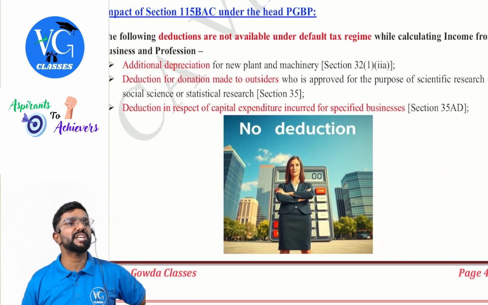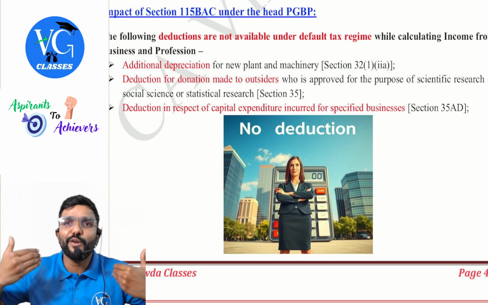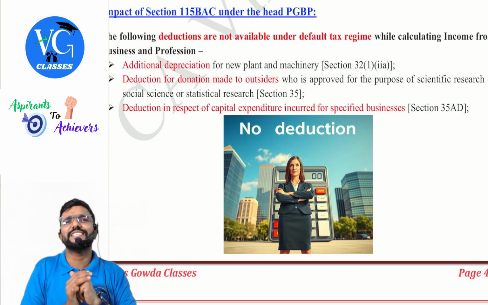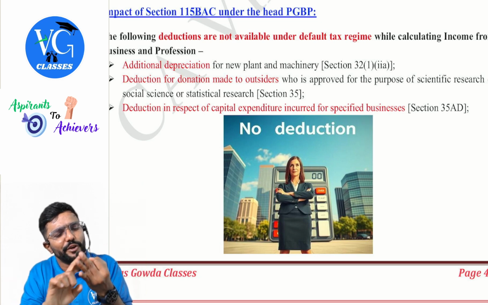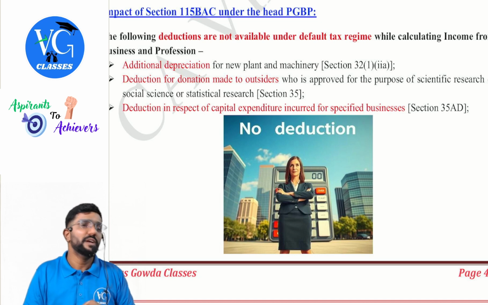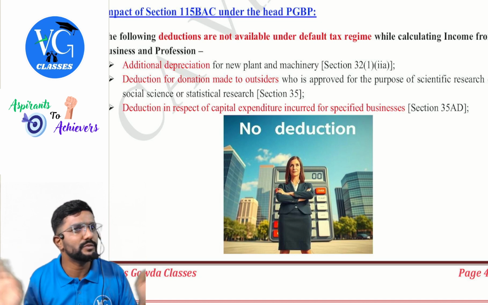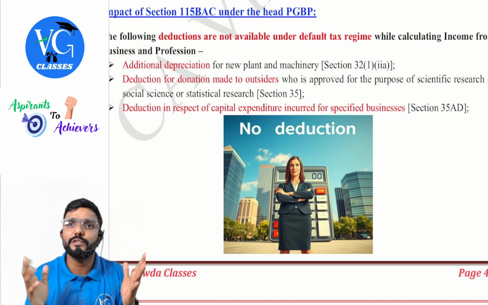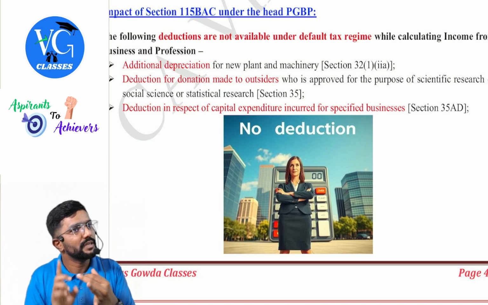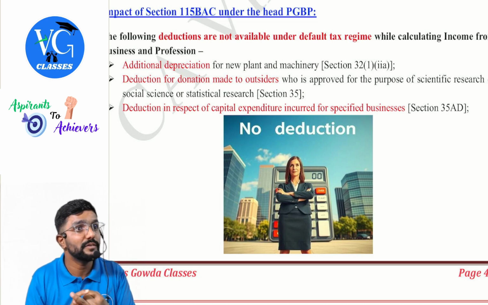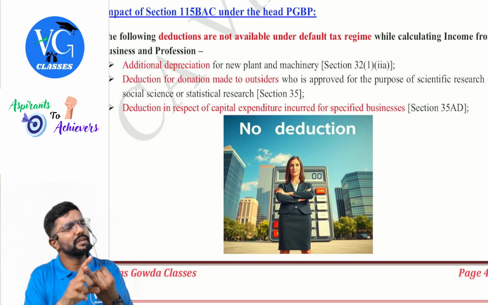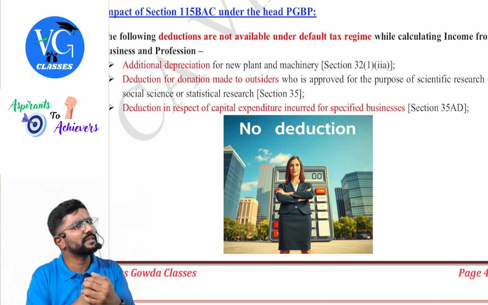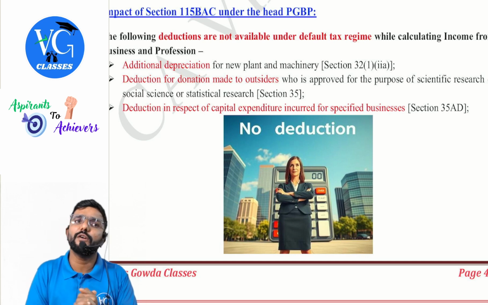Okay. Impact of section 115BAC under the head PGBP. Means, sir, if the assessee is following the default regime, how can the assessee follow the default regime? Because it is available only for individual, HUF, AOP, BOI and artificial juridical person. We always believe that only companies do business. No, no. Can individuals do business? Sole proprietorship? Yes. Can HUF do the business? Yes, Marwadi. You know Marwadis? Yes, family, so they do business. Now AOP, BOI and artificial juridical person doing business? Yes. So can they follow the default regime?